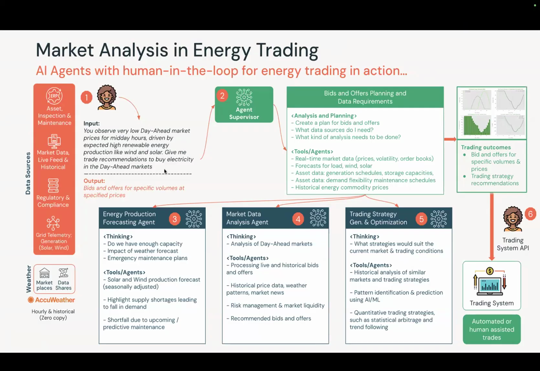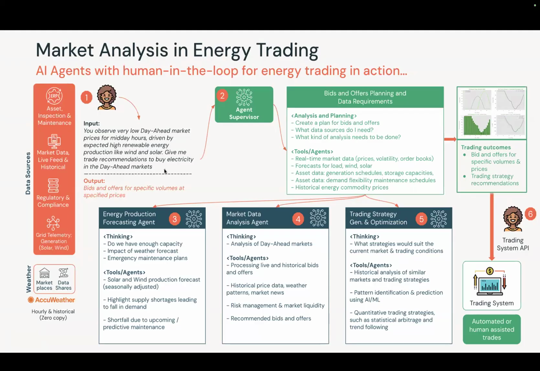So if you look at, for example, creating a market analysis agent for energy trading. First of all, you have to think of agents as autonomous tasks or automation systems that are good at one job. So when you build a complex agent in general, you would have to split and assign specific roles and personas.